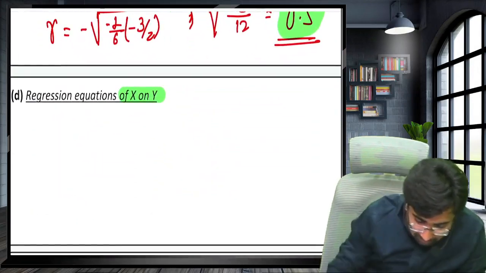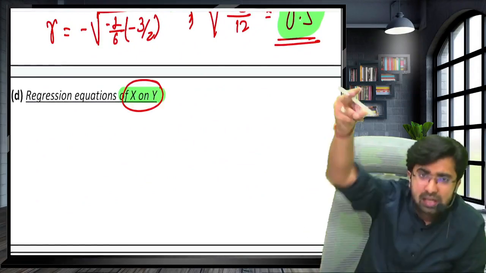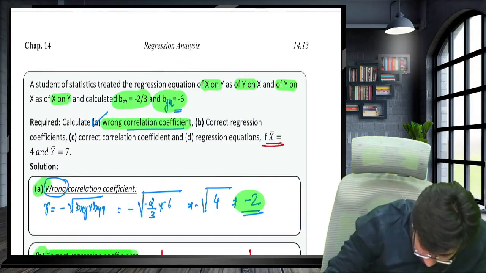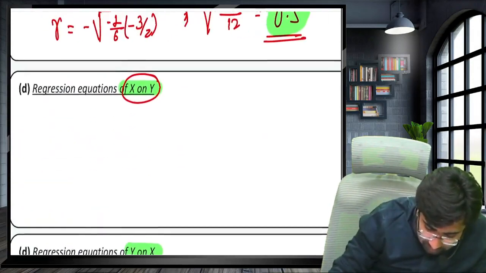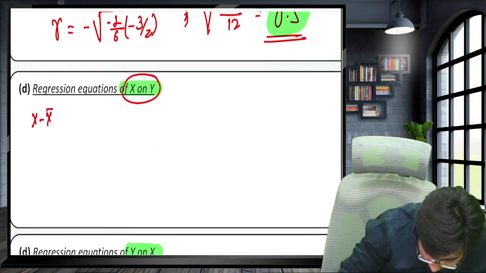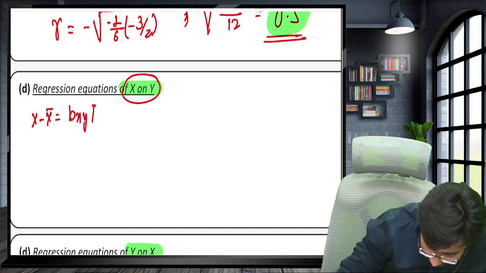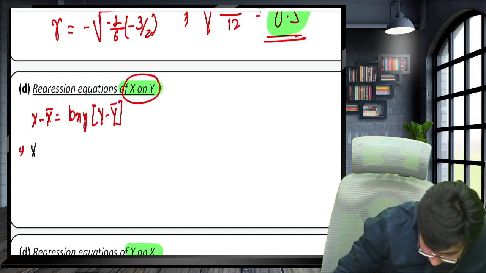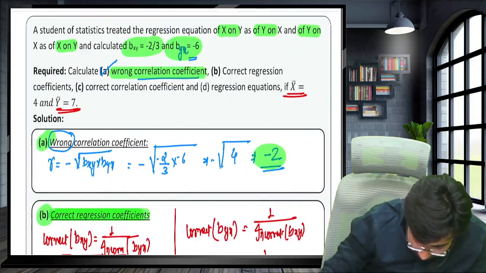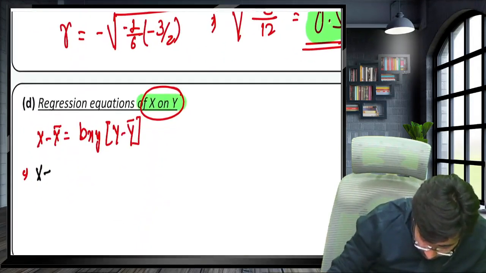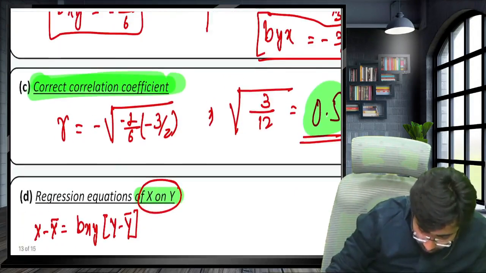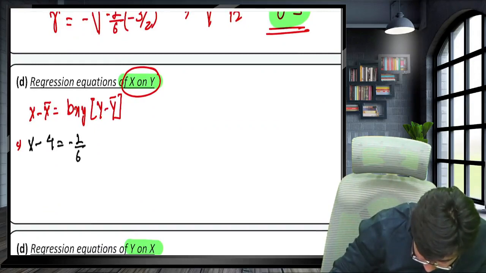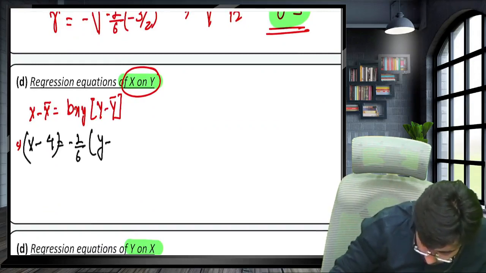You have to construct x on y. Guys, you have b and you have the arithmetic means, x bar and y bar given. How will you construct x on y? It is x minus x bar equals bx on y into bracket y minus y bar. Guys, x bar is 4 and y bar is 7. What is bx on y? Guys, bx on y is minus 1 by 6. I will use here minus 1 by 6. Y minus y bar is 7.